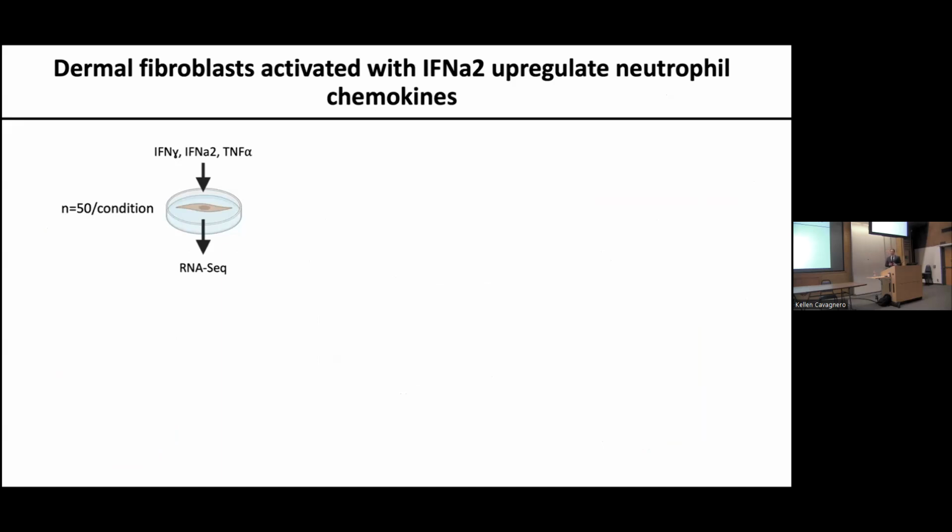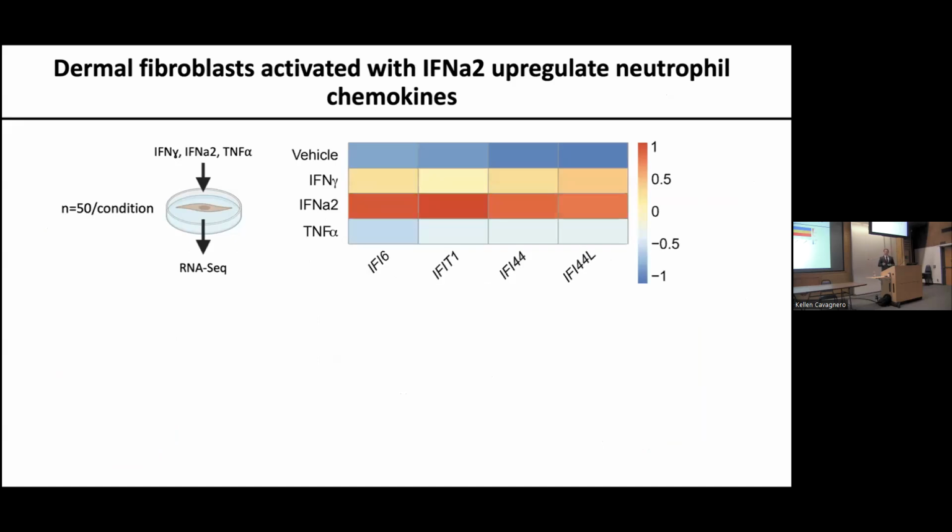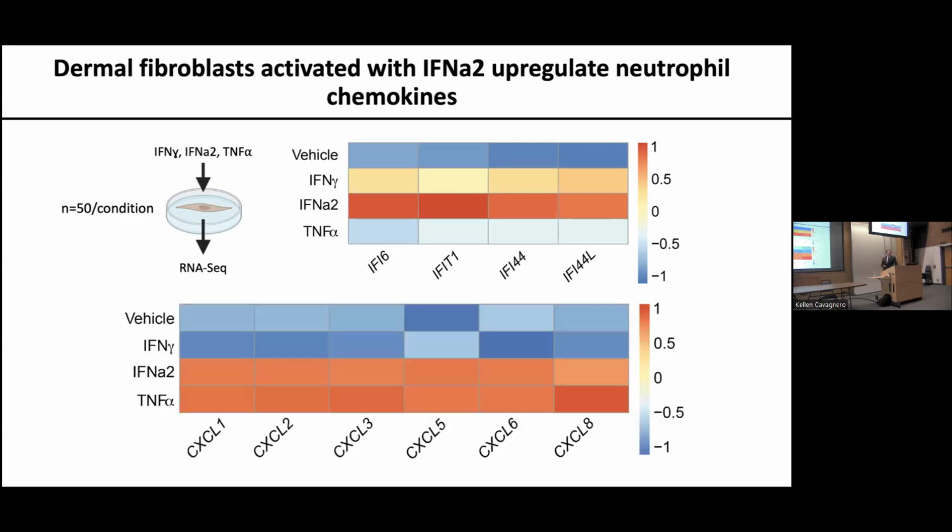We stimulated them with interferon gamma, interferon A2, and TNF alpha, and then performed bulk RNA sequencing. As expected, the interferons induced interferon-induced genes, though we did not see this with TNF alpha, as expected. However, we were very surprised to find that interferon A2 induced expression of neutrophil chemokines, and it did so to the same extent as TNF alpha. So these results suggest that immune-acting fibroblasts' recognition of type 1 interferon like interferon A2 may drive these cells to recruit and retain neutrophils and promote pathogenesis in Sweet syndrome.